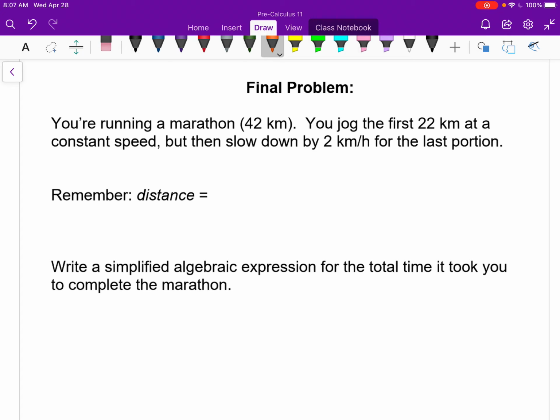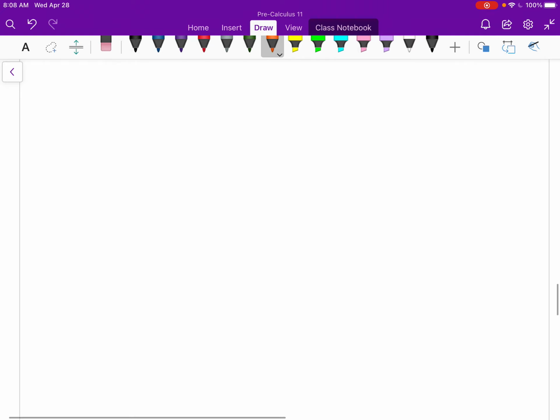So you're running a marathon, which is 42 kilometers. You jog the first 22 kilometers at a constant speed, but then you slow down by 2 kilometers an hour for the last portion. So my question is, write a simplified algebraic expression for the total time it took you to complete the marathon. And was there a second part?